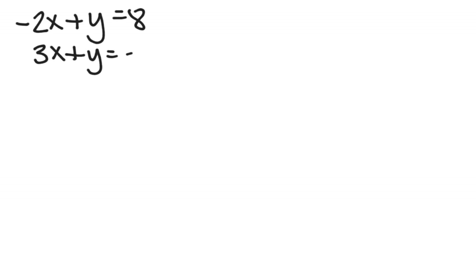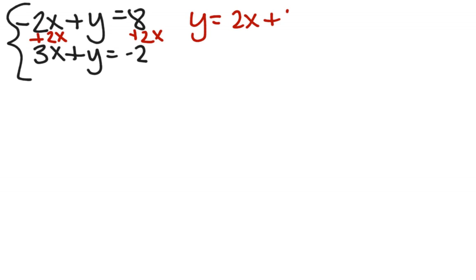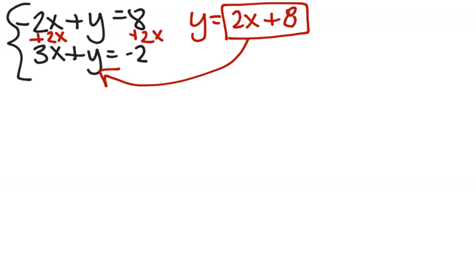Second example, I have negative 2x plus y is equal to 8, and 3x plus y is equal to negative 2. I have one y in both equations. It doesn't matter which one I solve for y. I'm going to take the first one. I'm going to add 2x to each side. So that gives me y equals 2x plus 8. Again, we're going to substitute this 2x plus 8 into the other equation for y. So I have 3x plus, it says just y, so I don't have to worry about distributing. I can write that 2x plus 8, replacing the y, that's equal to negative 2.